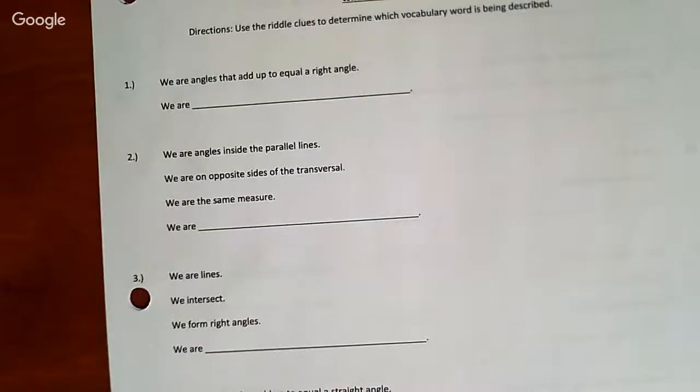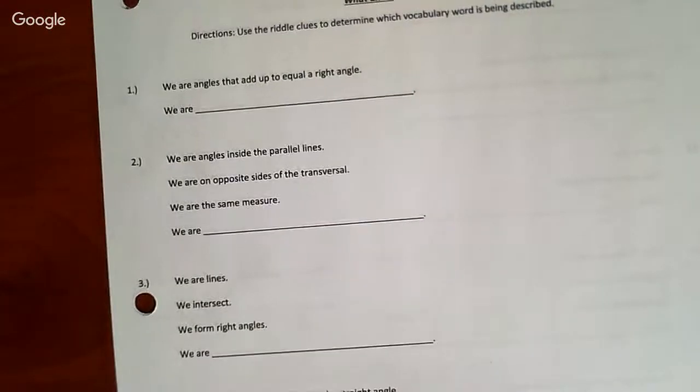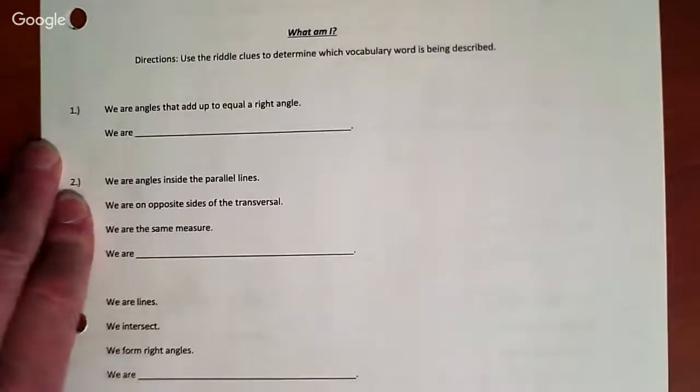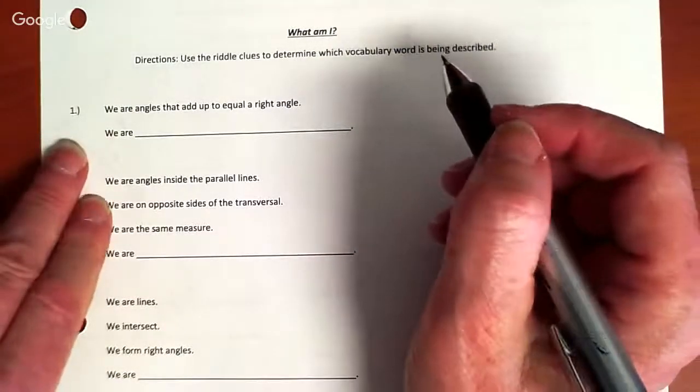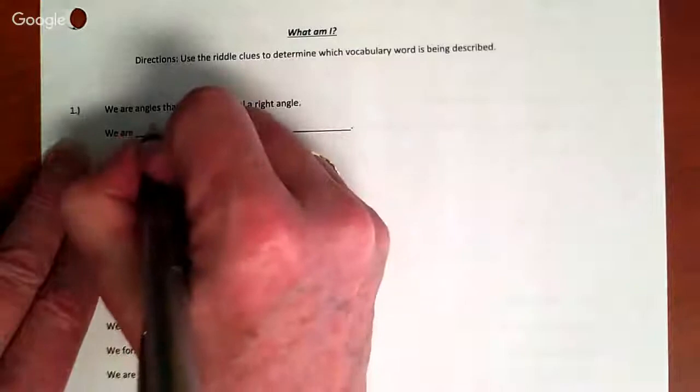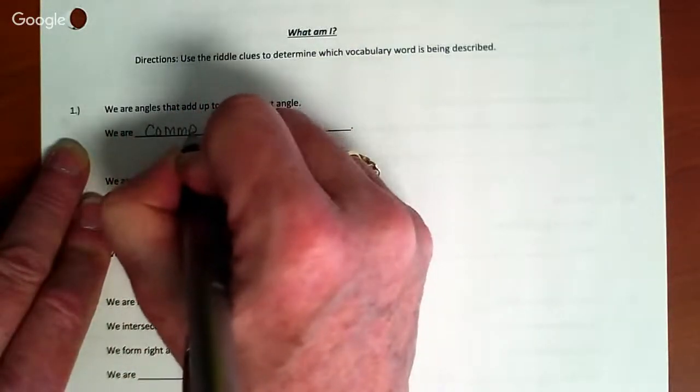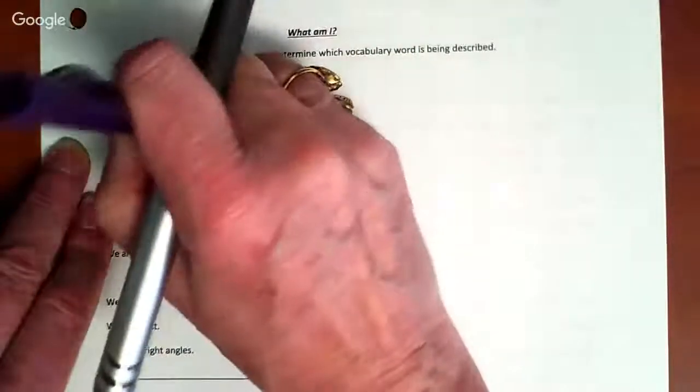Who am I? Well, let's find out. I am the teacher. But this is all about angles. So here we go. All right. We are angles that add up to equal a right angle, which is 90 degrees. So we are complementary angles. And I need to spell complementary right.